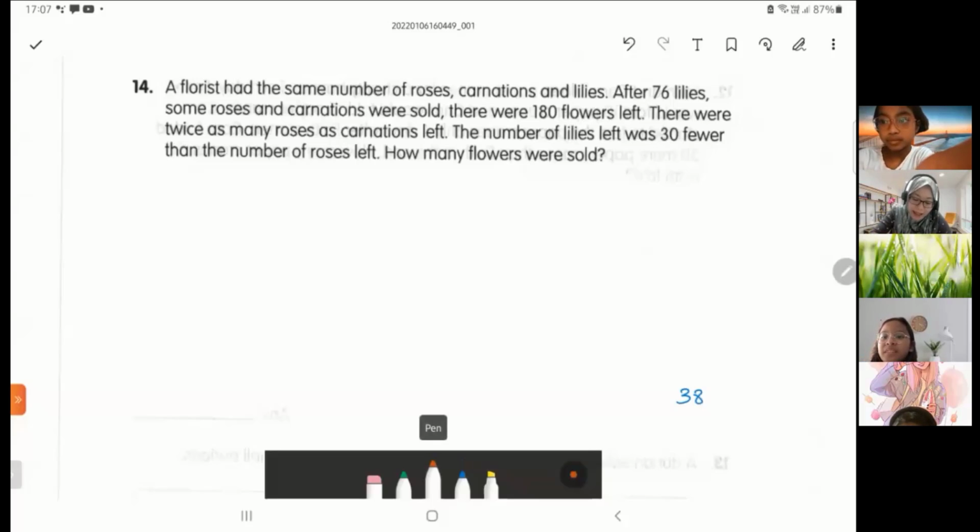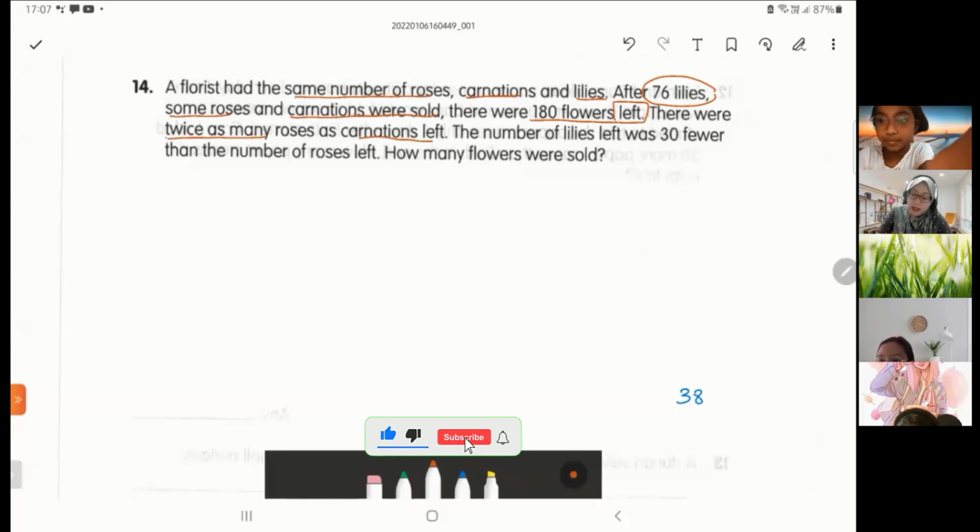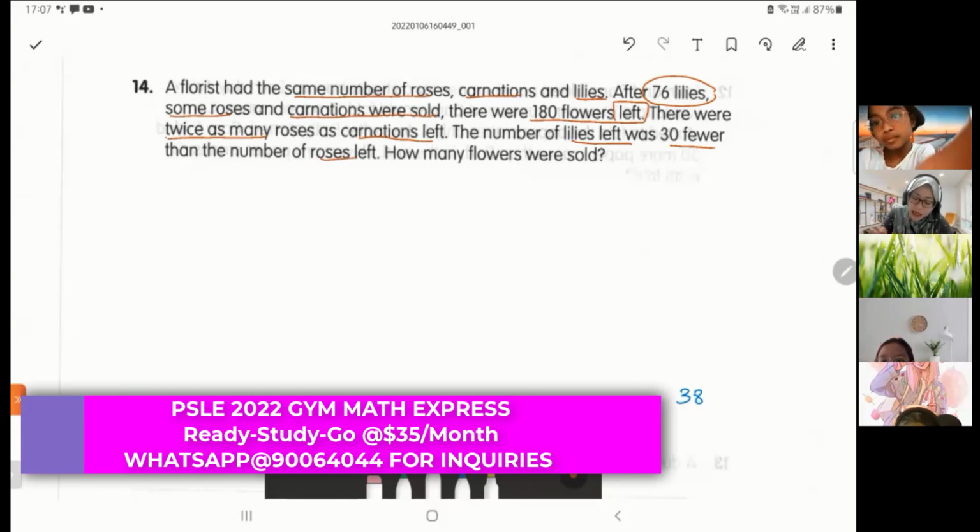A florist had the same number of roses, carnations, and lilies. After 76 lilies, some roses and carnations were sold. The lilies, they told you 76 were sold. But the roses and the carnations, they did not tell you how many were sold. There were a total of 180 flowers left. There were twice as many roses as carnations left. The number of lilies left were 30 fewer than the number of roses left. How many flowers were sold?